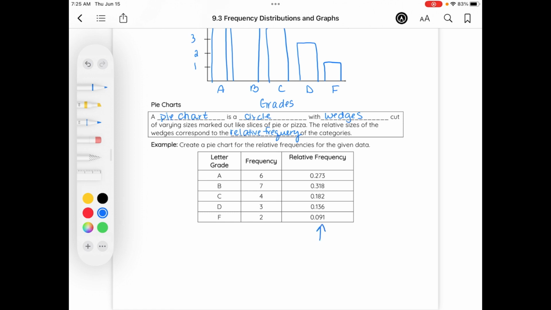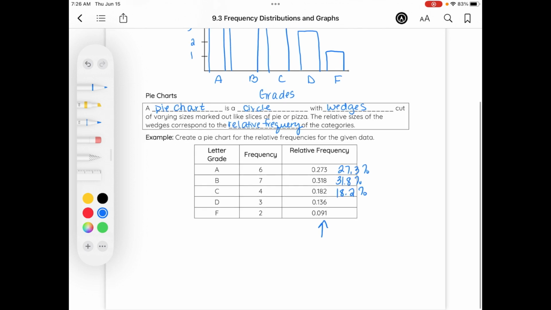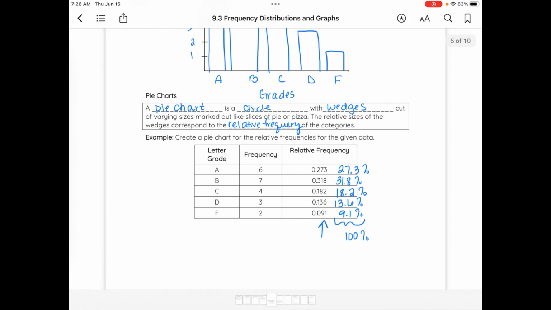So we're going to look at this category here. 27.3% of our pie should be the letter A, the letter grade A. 31.8% of our pie chart, or our circle, should be B. 18.2% should be a C. 13.6% should be a D. And 9.1% should be an F. So altogether, this should total 100%, or one full circle.